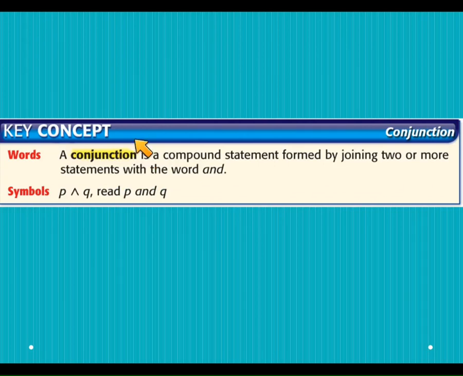The first type of compound statement we have is called a conjunction. A conjunction is a compound statement with 2 or more statements and the word and. And we use that by this symbol here. Isn't this called a caret, right? Okay. That's an upwards pointing caret. Okay. That means the word and. So for example, if I said P is every animal has 4 legs.